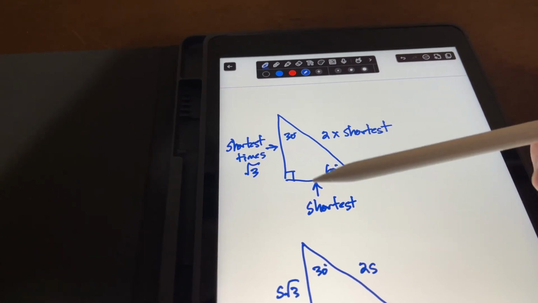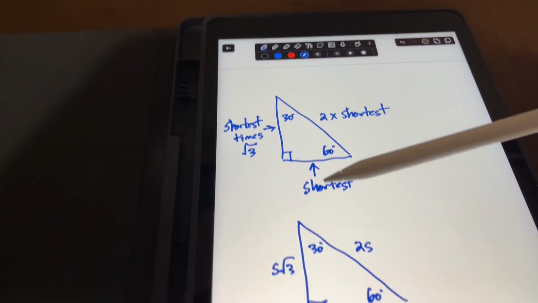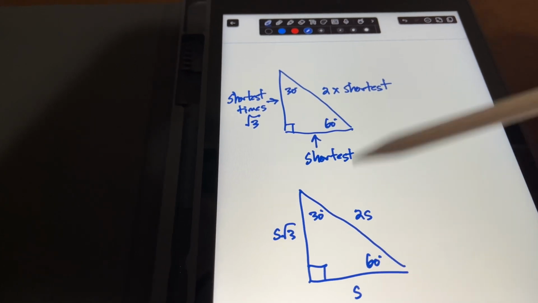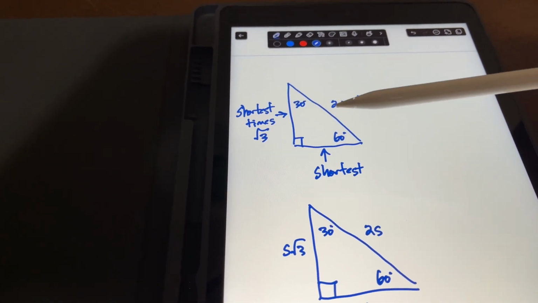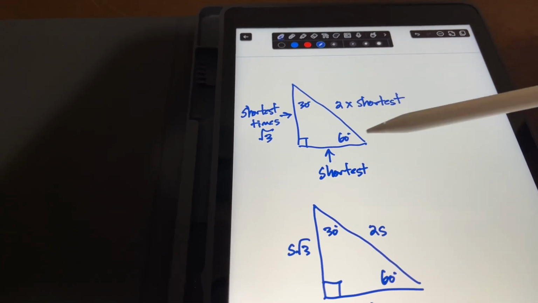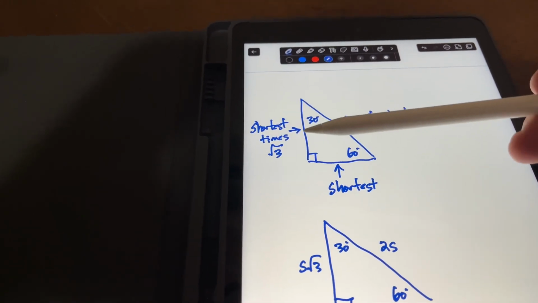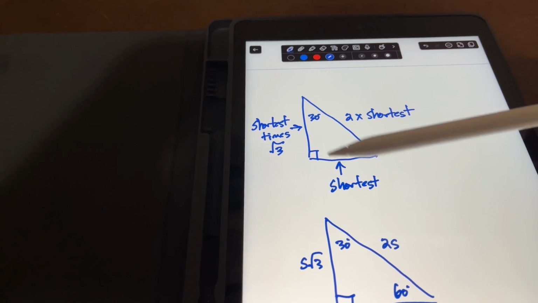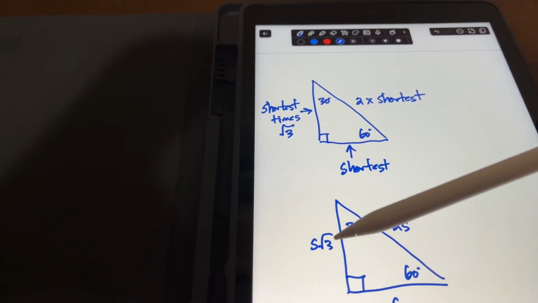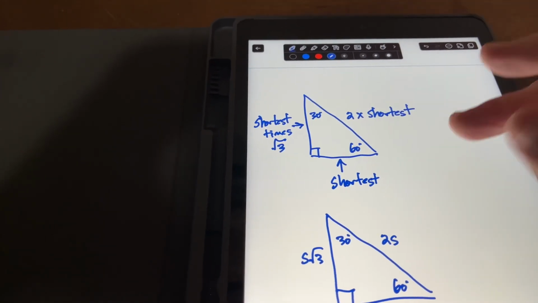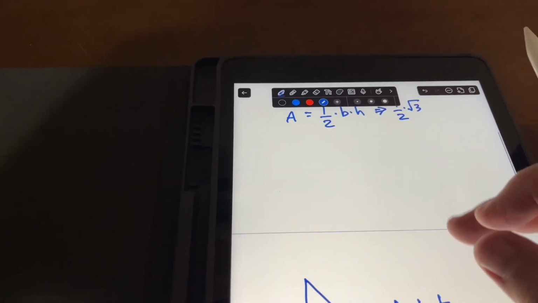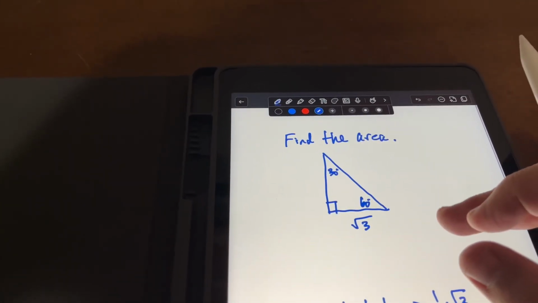So this side opposite here is the shortest side, which I've labeled S. And then the hypotenuse is 2 times whatever that shortest side is. So if you know what this is, you know this is going to be 2 times that. And then this side is whatever the shortest side is times the square root of 3. It looks like that in symbolic form. So this is actually a very easy problem if you know that.